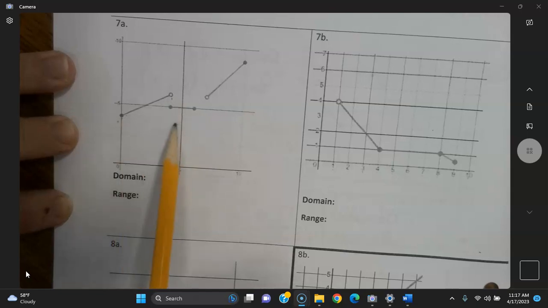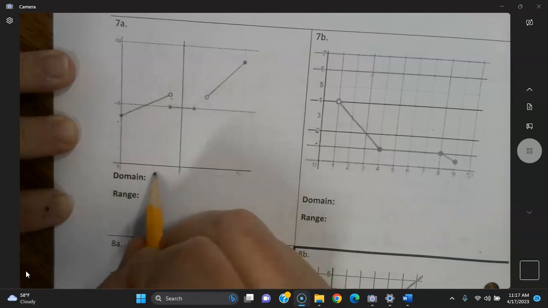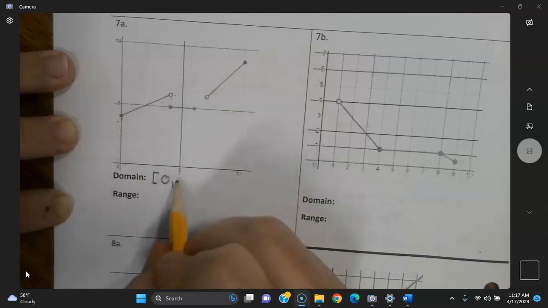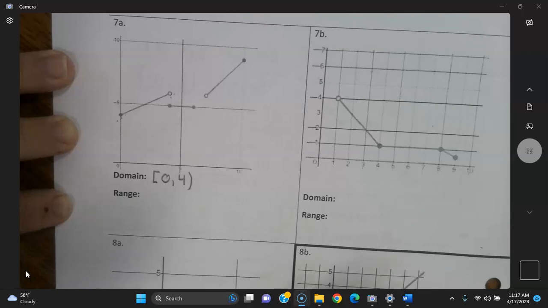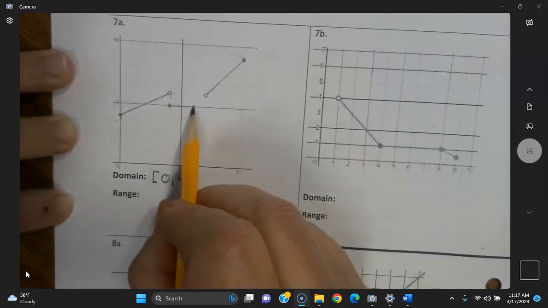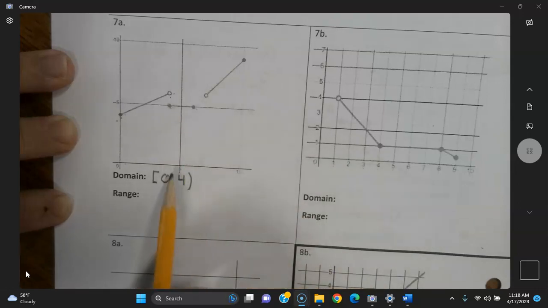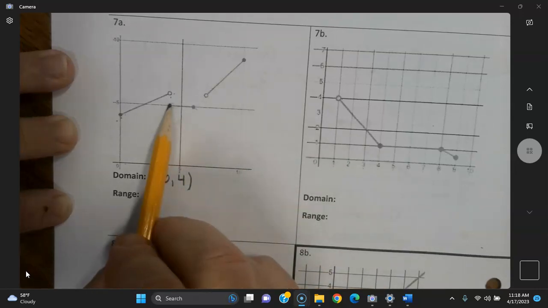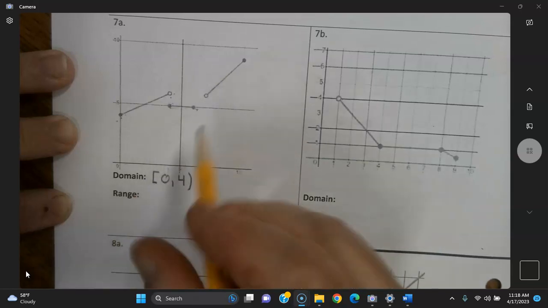So from here to here is 0 to 4, so the domain of this first line is 0, and it actually touches 0 because it's a closed dot. It doesn't touch 4 because that's an open dot like that. Okay? Now, the second domain is this right here. All right? And it goes from 4 to 6 because this line in the middle is 5. And it touches both of those.